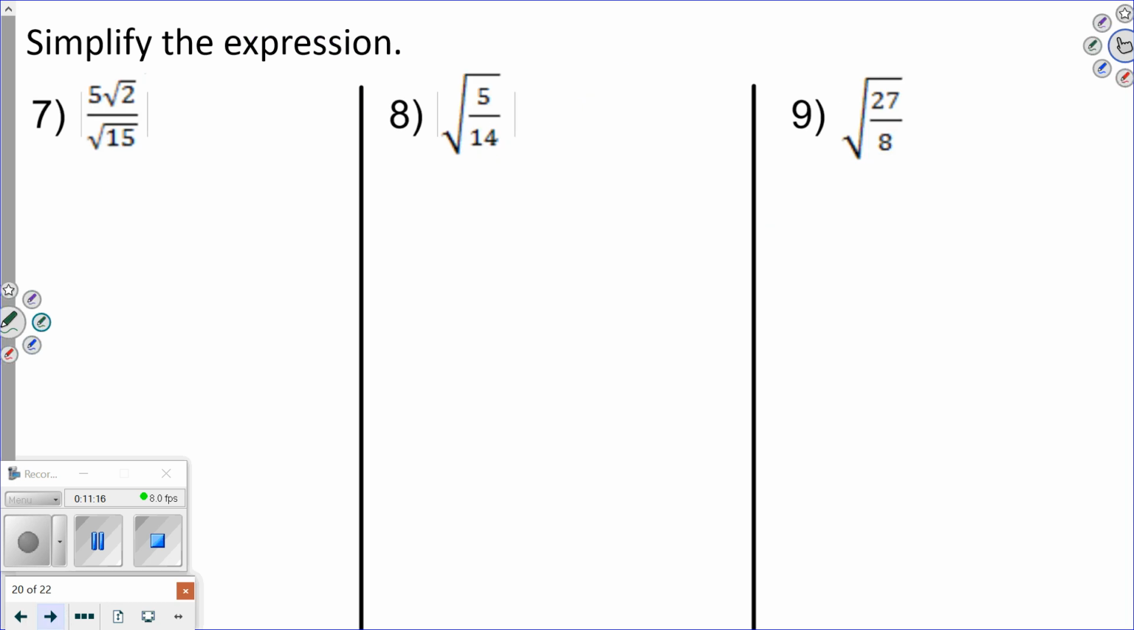Okay. Number 7. 5 radical 2 over radical 15. What should we do first? What did you say? Can I divide 2 over 15? No. Okay. Can I do any factor trees on my radicals and get some pairs?